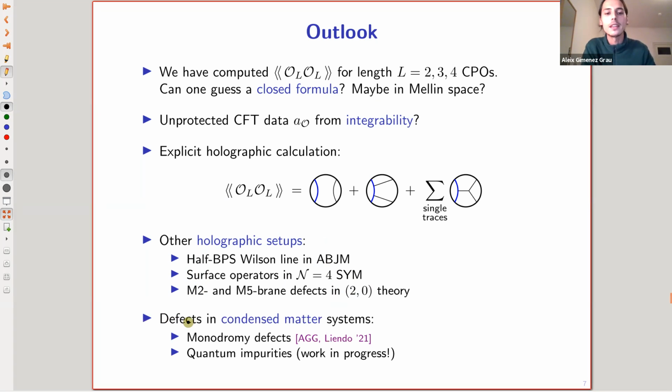And finally, let me mention that we actually didn't really need to use supersymmetry for our calculations. So in principle, everything we did also applies to condensed matter systems. And that's what we did in this paper with Pedro this summer, where we studied some monodromy defects. And there's now work in progress to extend this work to some quantum impurities.